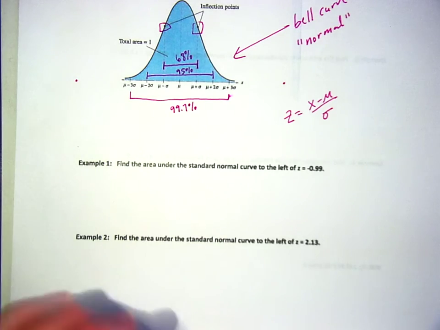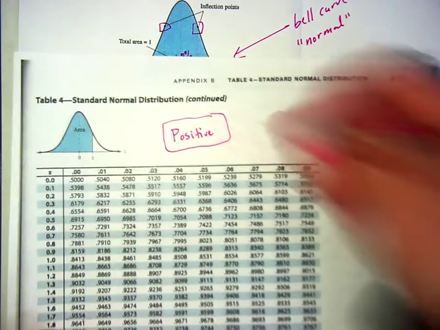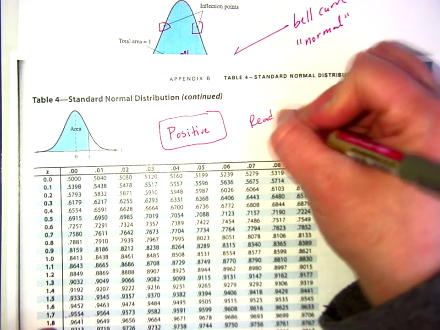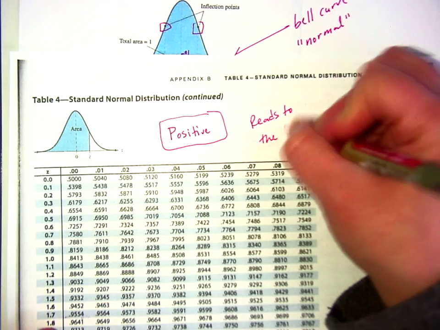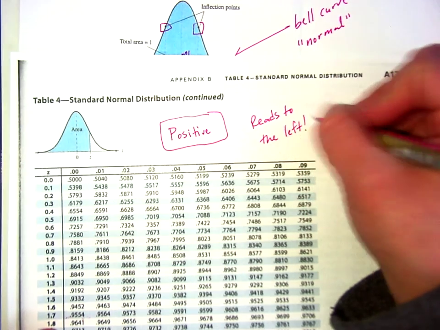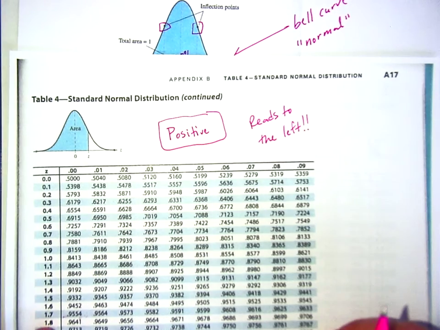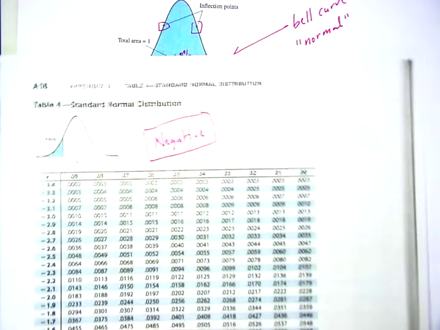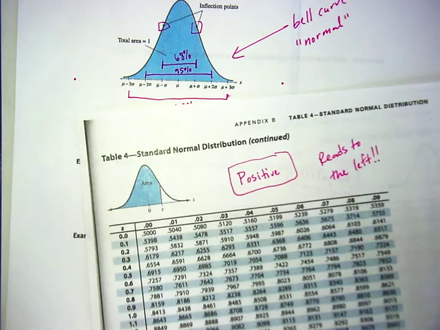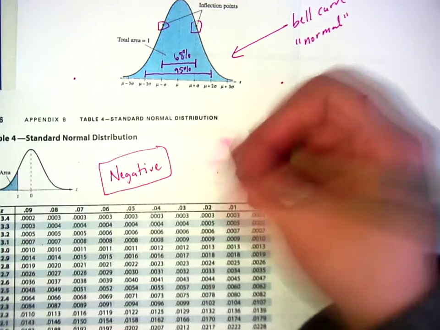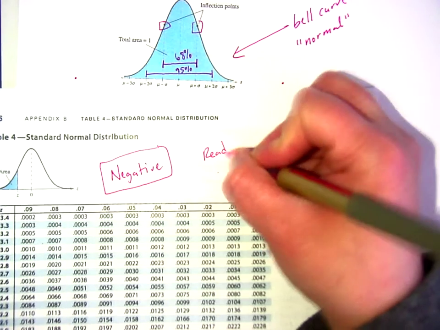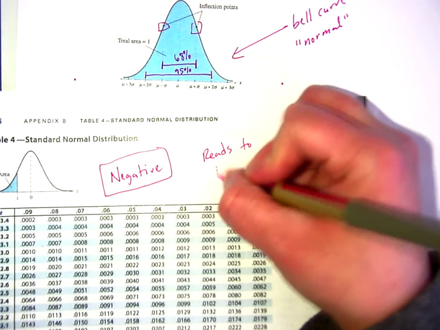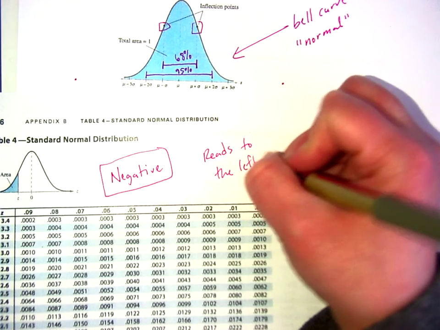The thing you need to know is that the table always reads to the left. So if you're trying to figure out what's happening on the other side, or what's happening on the right side, and both of these read to the left, just in case you're confused, then you'd have to take 1 minus that.